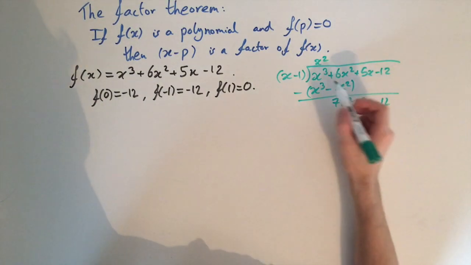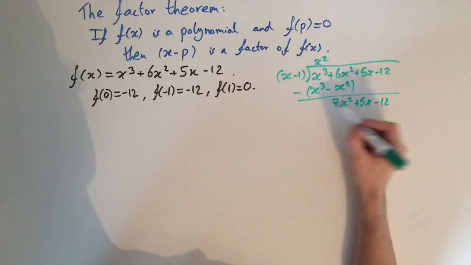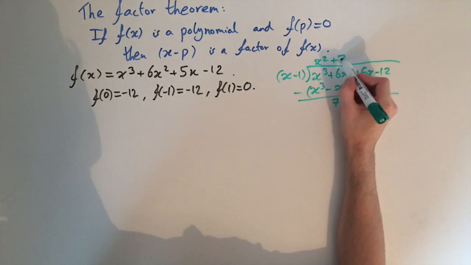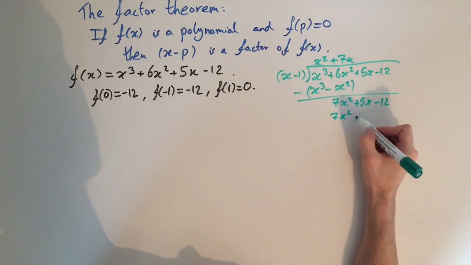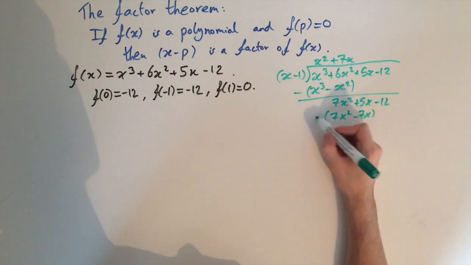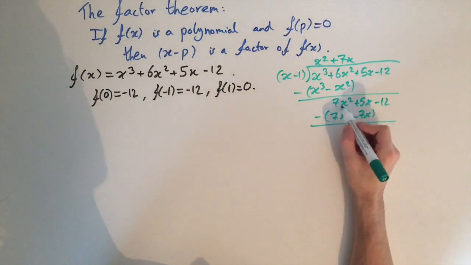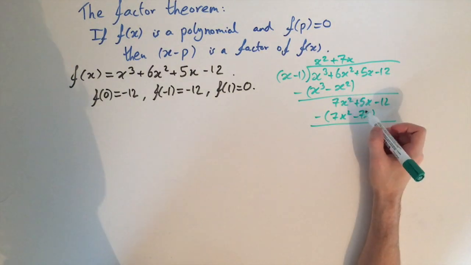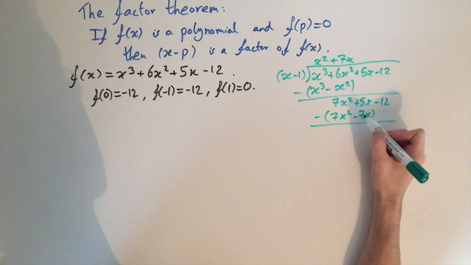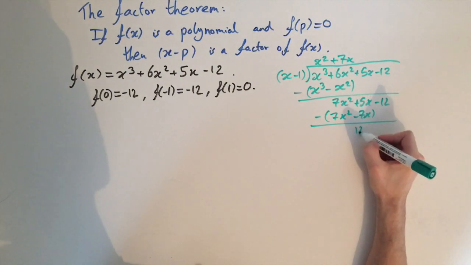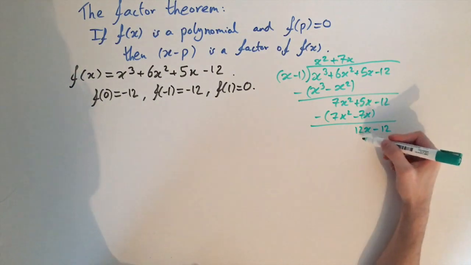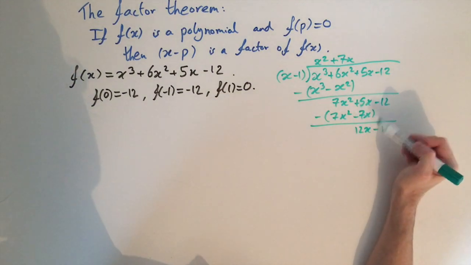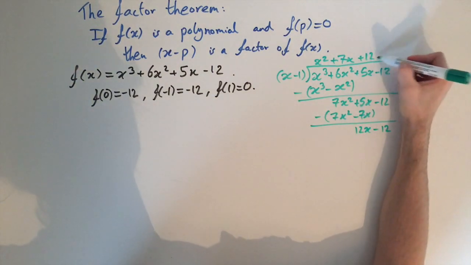And then we repeat. We divide the leading term by x again. We get plus 7x. Multiply this down, we have 7x squared minus 7x, and then subtract this term off. The 7x squareds cancel, and what we're left with, the double minus here turns into a plus, is plus 12x minus 12. One more time, to get rid of the x's, we divide this by x, and this gives us plus 12.